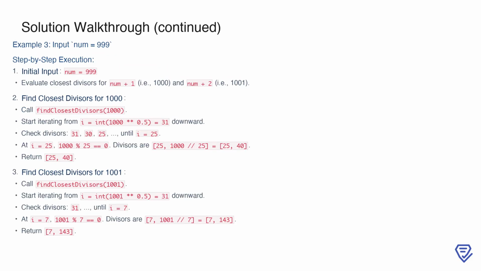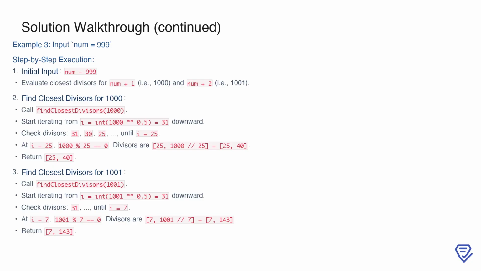For the final example, we take the input number equals 999. Here, we calculate the closest divisors for number plus 1 and number plus 2, which are 1000 and 1001. Starting with 1000, we call find closest divisors and begin iterating from the square root, which is 31, moving downward. After checking several values, we find that 1000 is divisible by 25, yielding the divisors 25, 40, which we return.